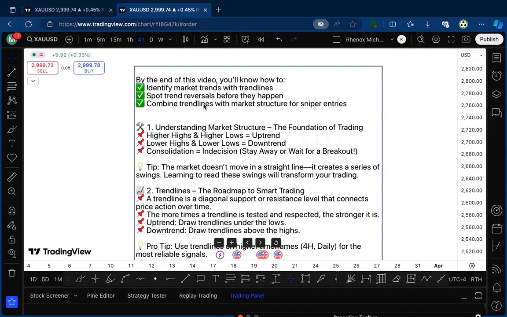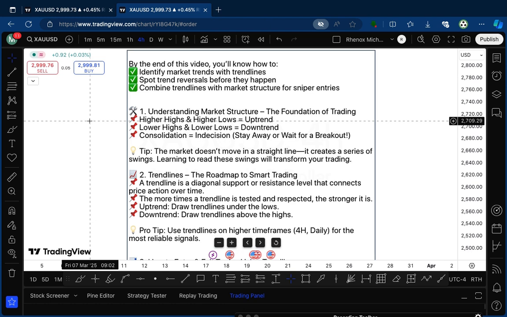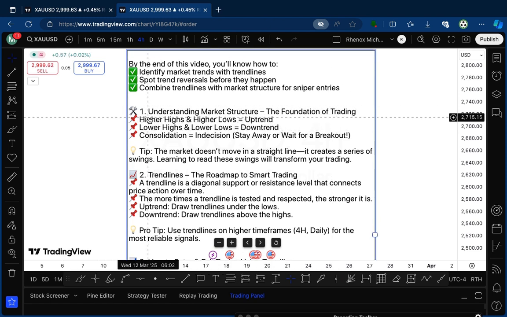So first, you need to understand the market structure. How does market structure work? Now, market structure is the basis of price action. Price movement is basically generated from market structure. Understand? So the foundation of trading is market structure.